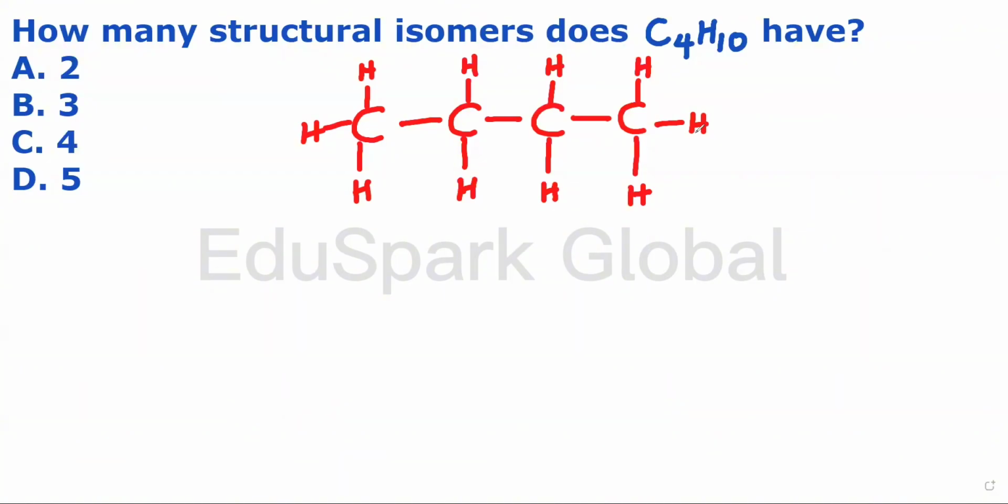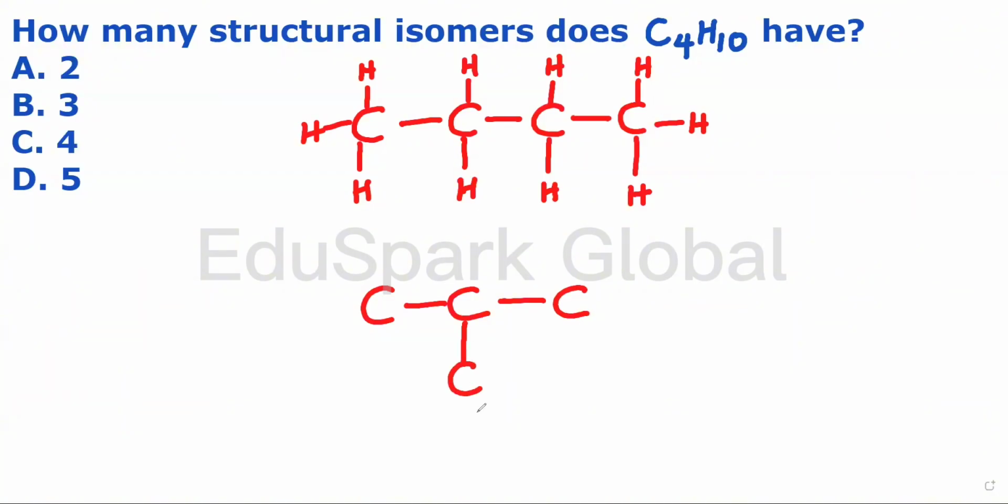What I'm going to do first is reduce the chain. So I'm going to take the first 3 carbons, 1, 2, and then 3. This 4th carbon, take it and put it on carbon 2.